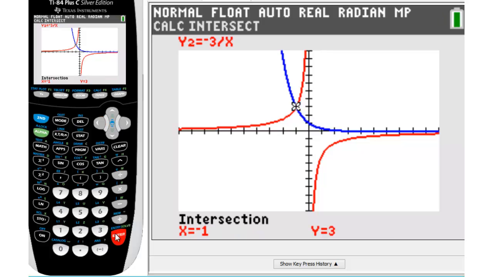And when we guess, it tells us -1, 3. So that would be our answer on that one. And you don't have to show any work on that. It's just that's the answer, -1, 3.